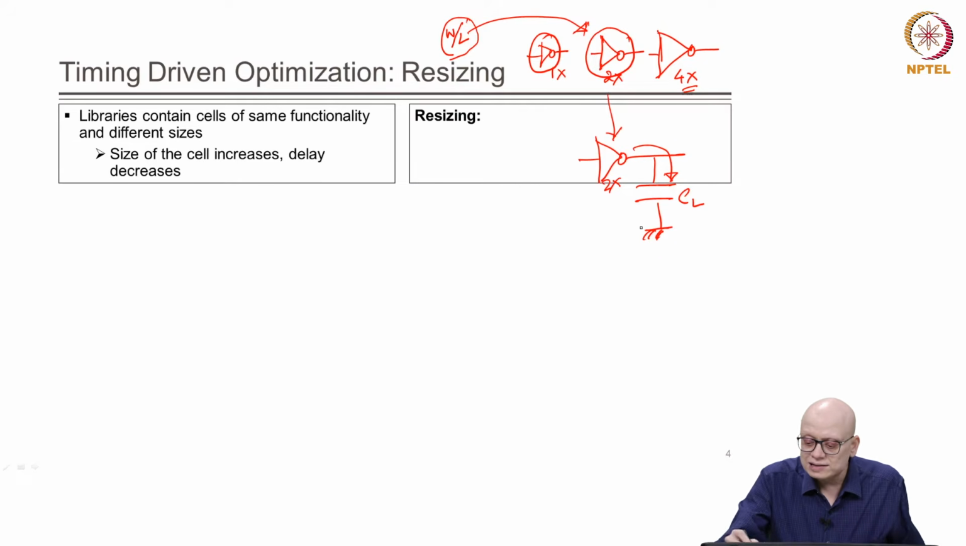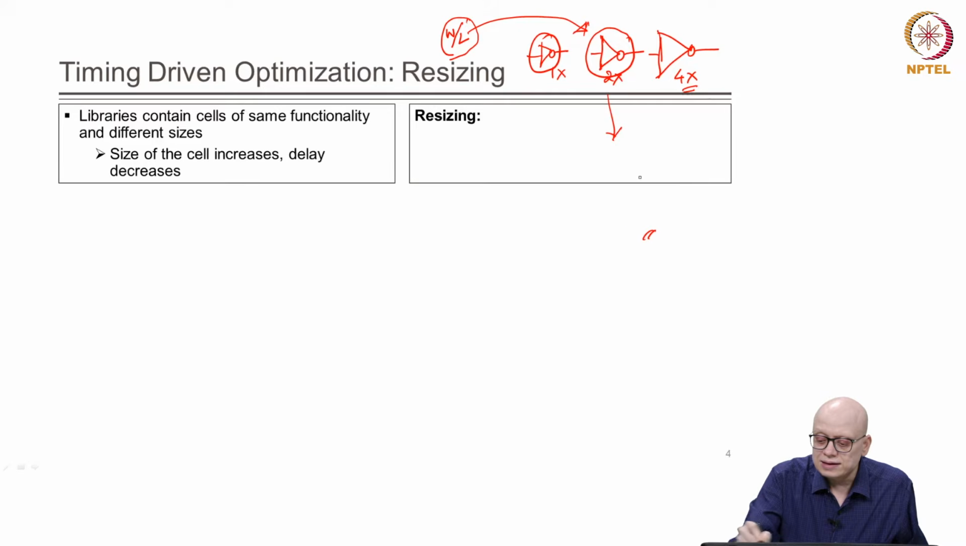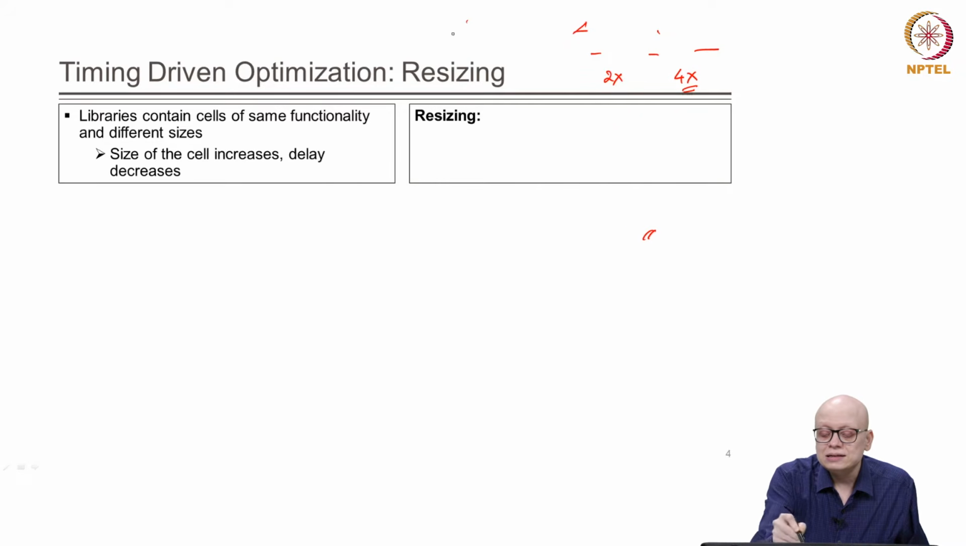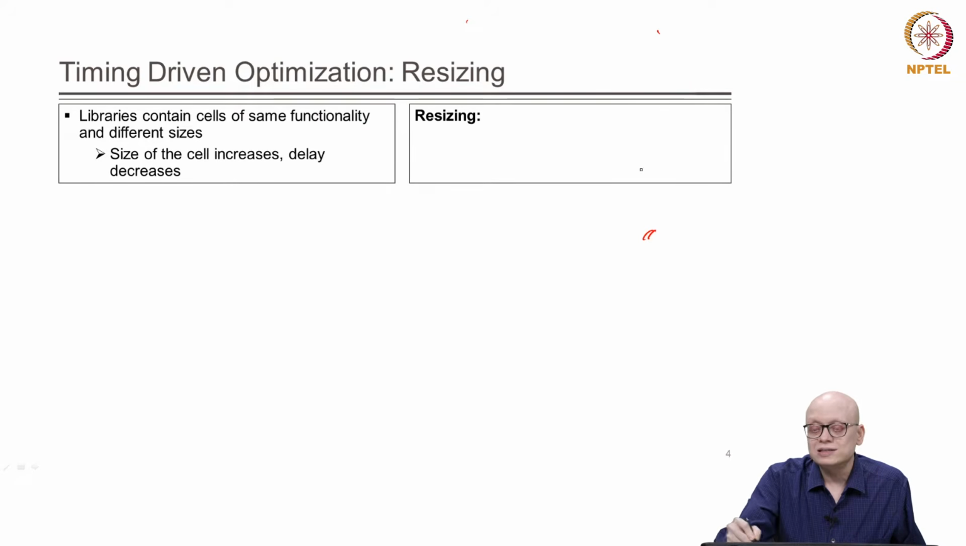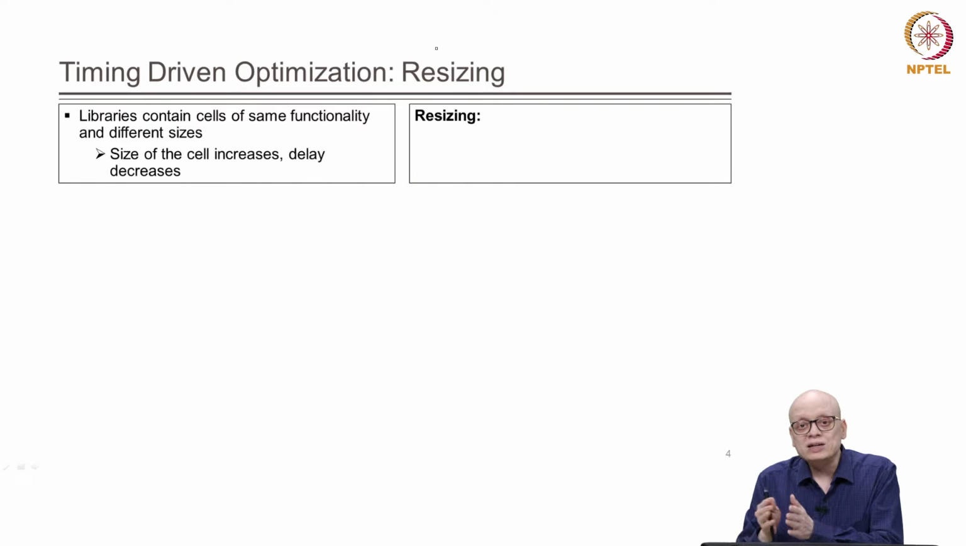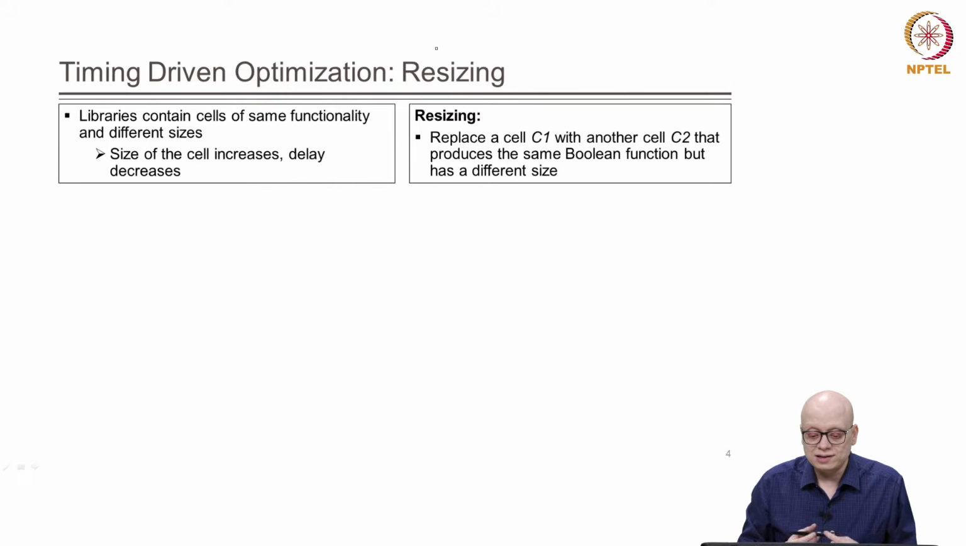Now, in resizing, what we do is change the size of the cell but keep the function of the cell the same. So, we replace an AND gate with an AND gate, but of, say, larger or smaller size. That is what resizing is. So, in resizing we replace a cell C1 with another cell C2 that produces the same Boolean function but has a different size. Okay.